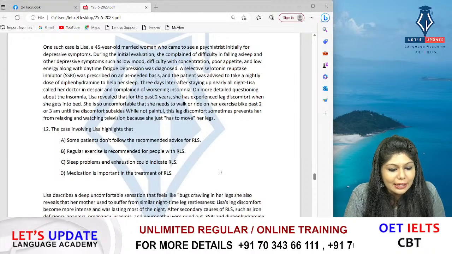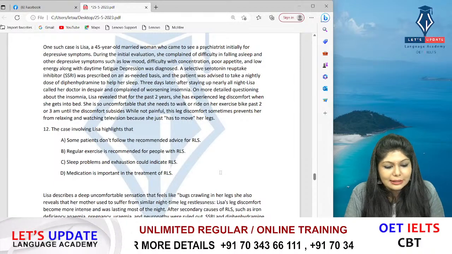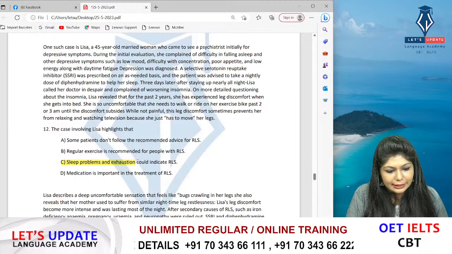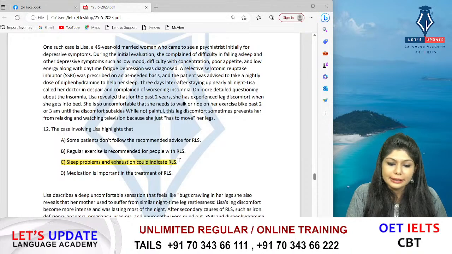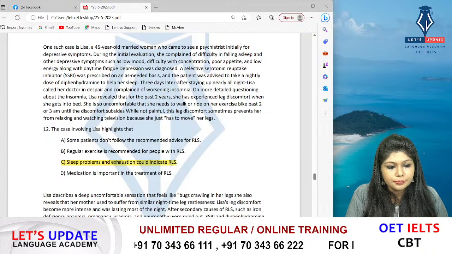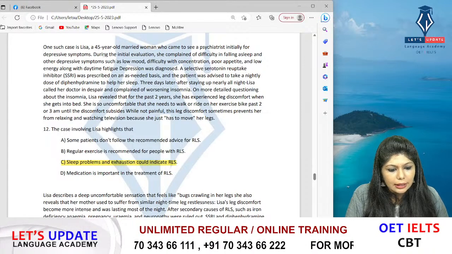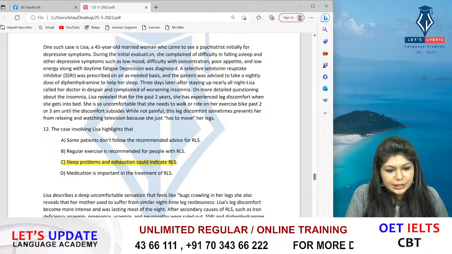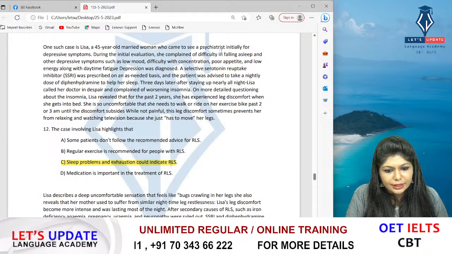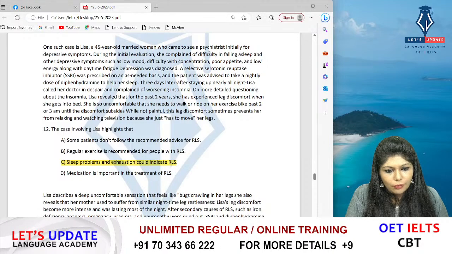So yes, the correct answer is indeed C. So good. All those have answered correctly. Sleep problems and exhaustion could indicate RLS, and that is explicitly mentioned here. That is in the case of Lisa. So during the initial evaluation, look at the sentence. Yeah, she complained of difficulty in falling asleep.